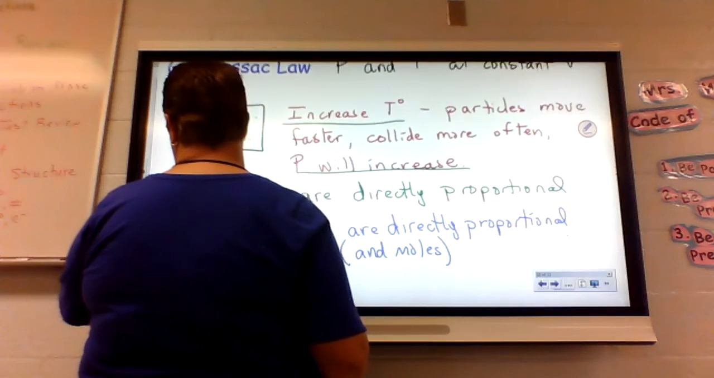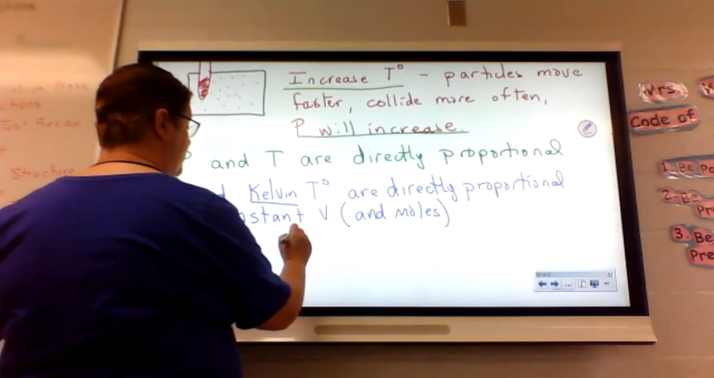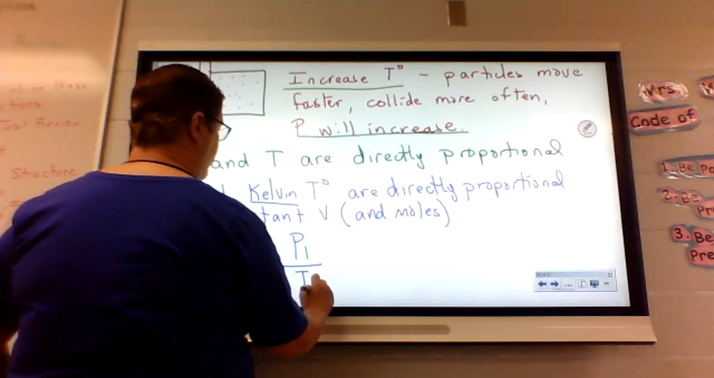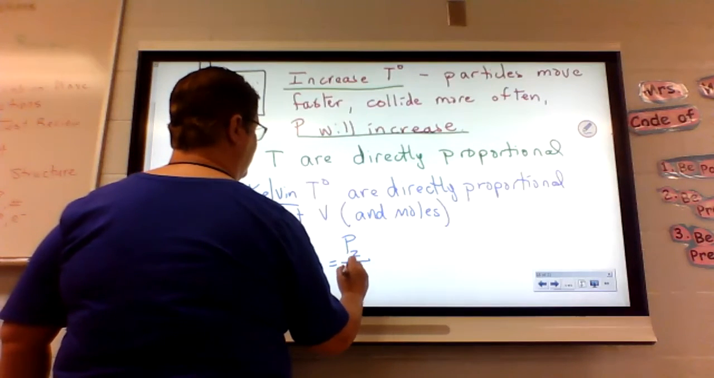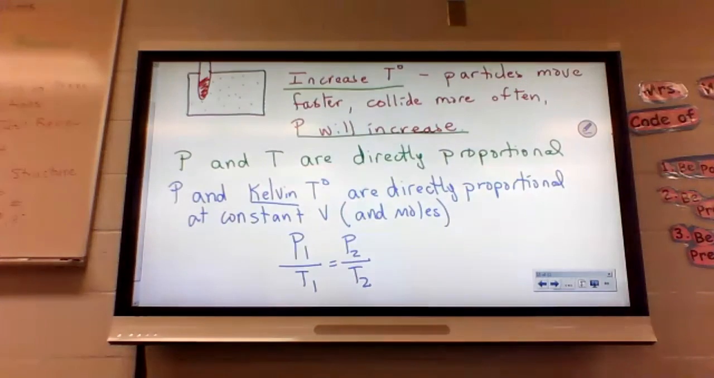Now, the formula is almost the same as the one we just did, except that it's P1 over T1 equals P2 over T2. All right, so these formulas are almost identical because the law is almost the same. They're both directly proportional.